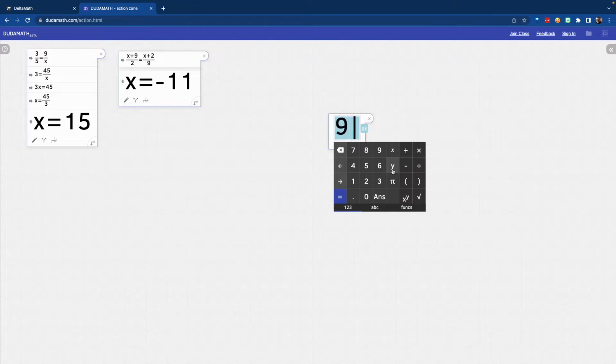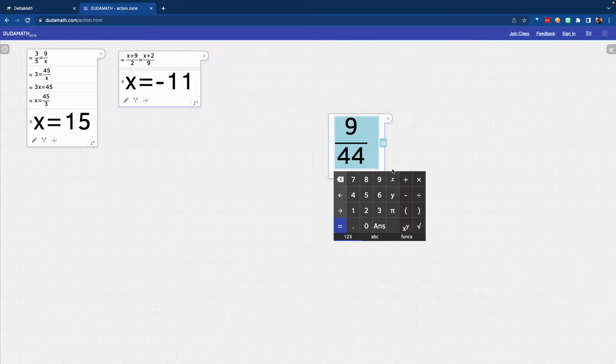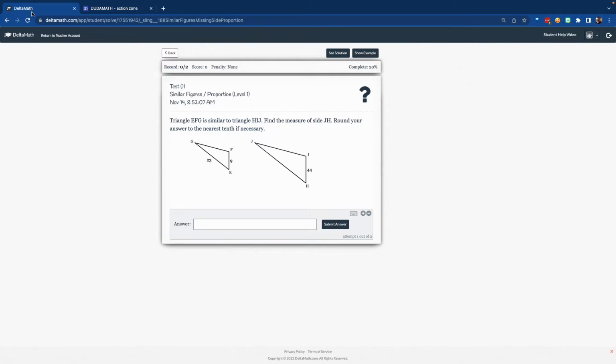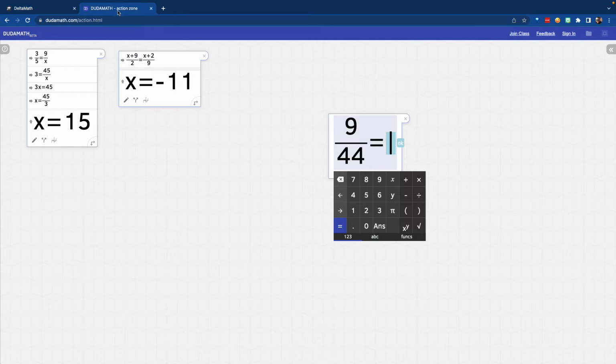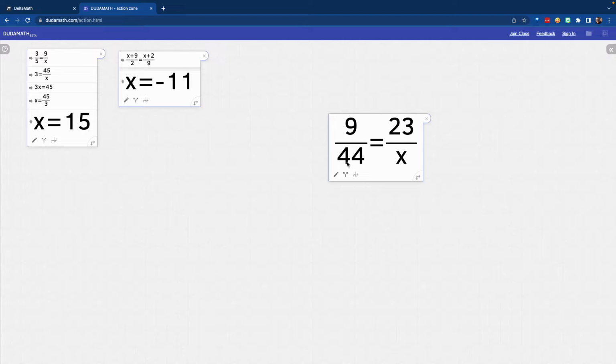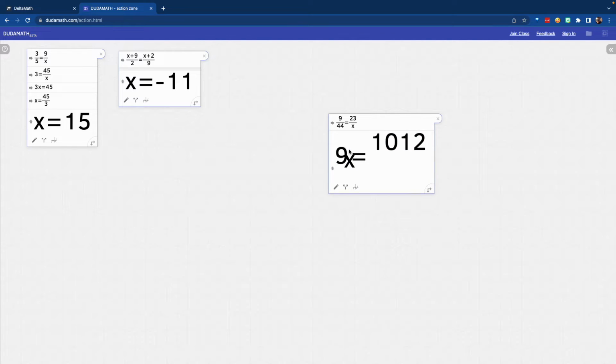So I'll say 9 divided by 44 equals, and on the other side, I put the 9 on top, so I need to put the 23 on top to match. And it'll be 23 over x. Excellent. Then once I have that, it's just like solving some of the other equations. You're going to multiply both sides and then divide. And in this case, we get x equals 112.444.